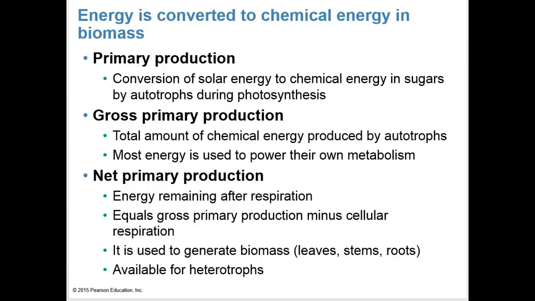So gross primary production in an ecosystem is the total amount of chemical energy made by photosynthesis. But, of course, the plants, kind of like taking out taxes, take out what they need for their own cell respiration, and then what's left and is available to the rest of the ecosystem is called the net primary production. So it's like your paycheck after taxes. This is the energy remaining after respiration, so it equals gross primary production minus cellular respiration. And it's used to generate biomass like leaves, stems, and roots that other heterotrophs can feed upon.